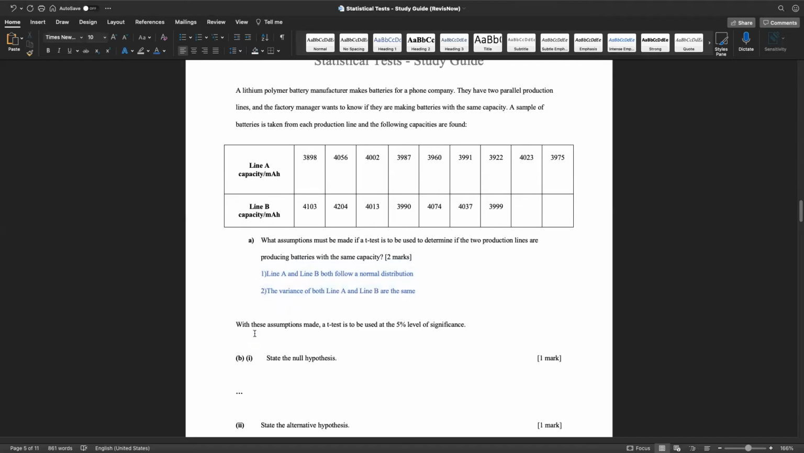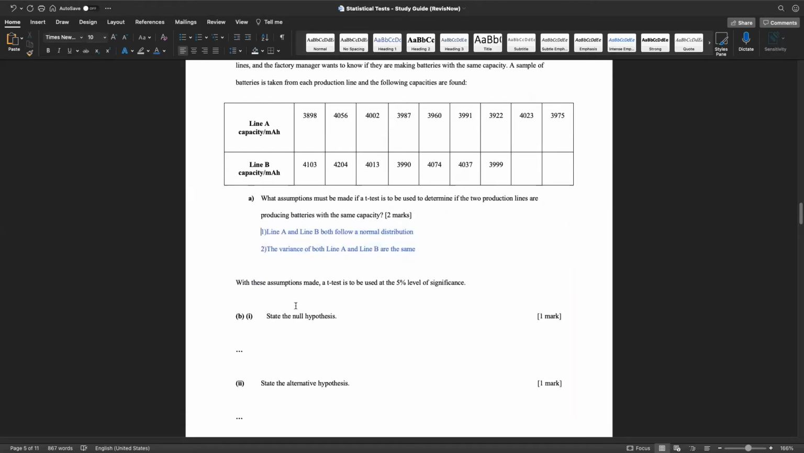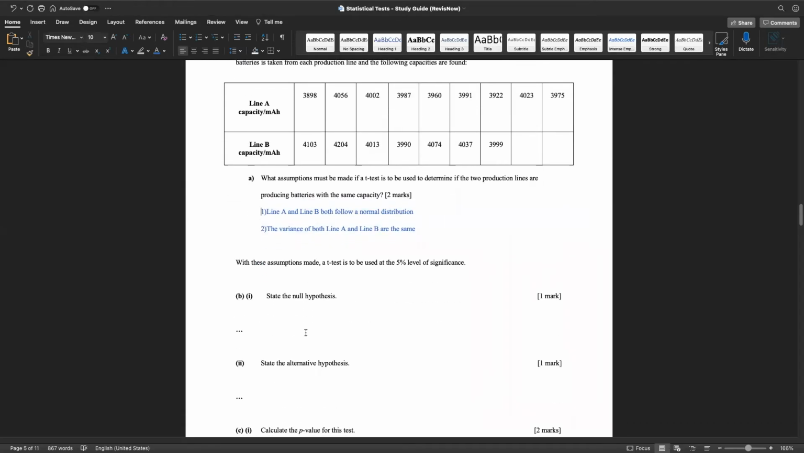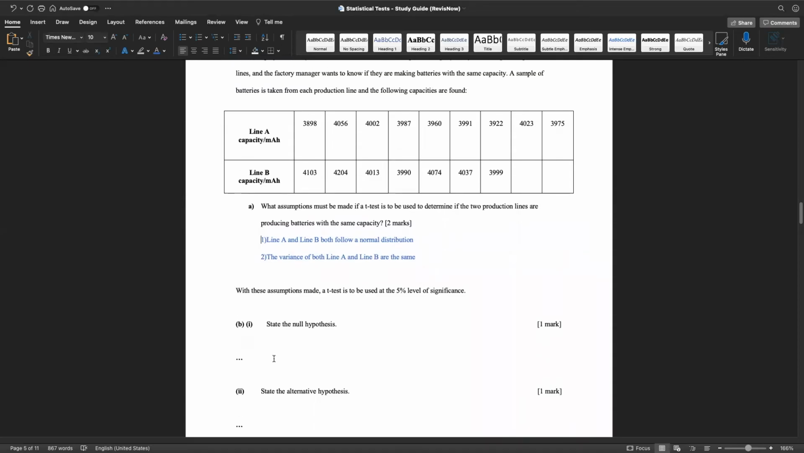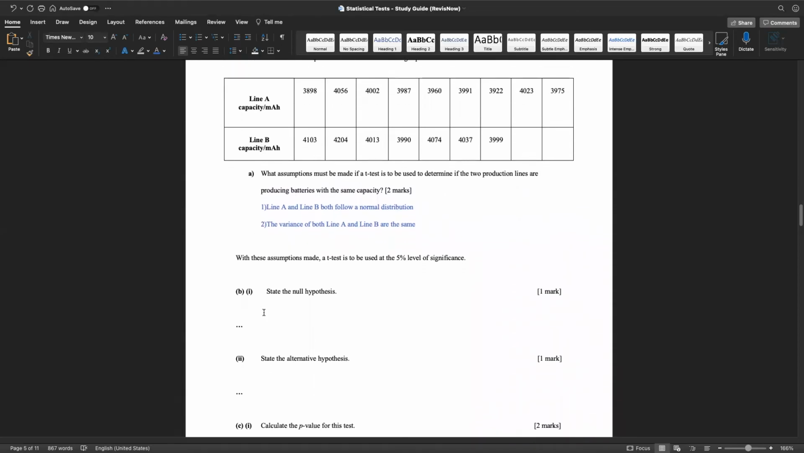Pretty basic, pretty simple. With these assumptions made, a t-test is to be used at the 5% level of significance. So state the null hypothesis.